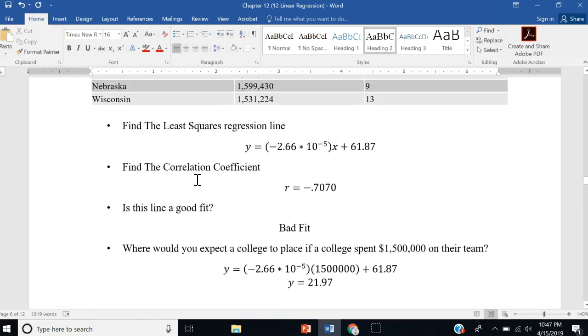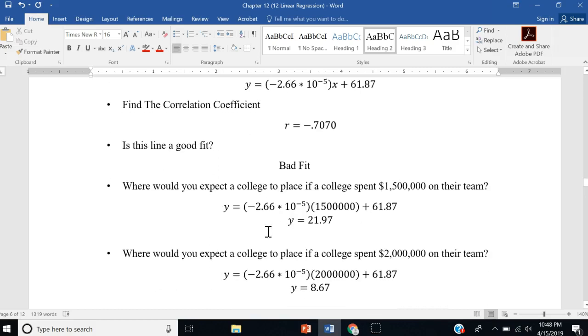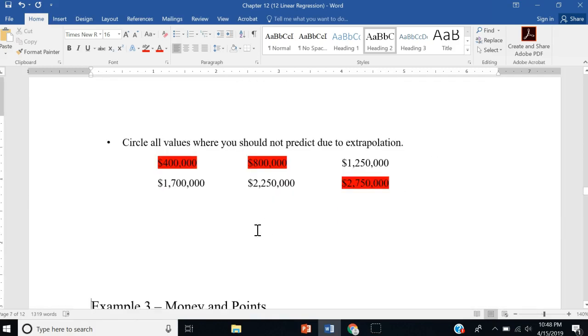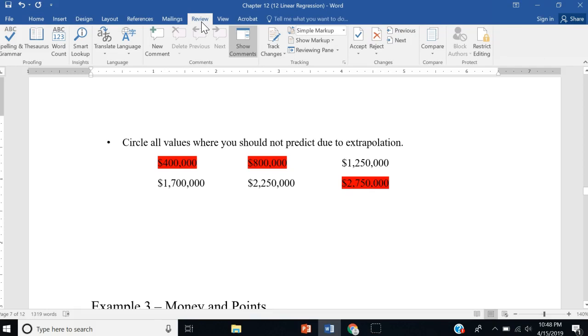It's going to ask you to find the least squares regression line. It's going to ask you to find the correlation coefficient. It's going to say, is this a good or bad fit? Might ask you to do a couple of predictions. Might ask you to talk about extrapolation, doing those kinds of things. All right. So that's basically what's going on.